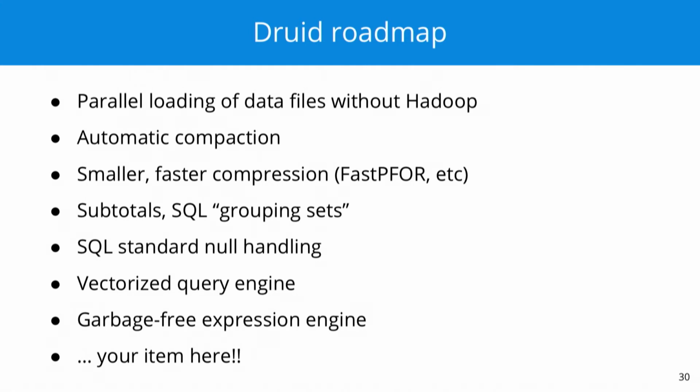So right now in the Druid community, we're working on a bunch of cool things. One big one, parallel loading of data files without Hadoop. So right now in Druid, if you're going to do a parallel load of a ton of data files, you're basically going to be doing that with Hadoop. If you're doing a parallel stream load, it's going to be through Kafka. So Hadoop and Kafka are 2 main ingestion mechanisms.